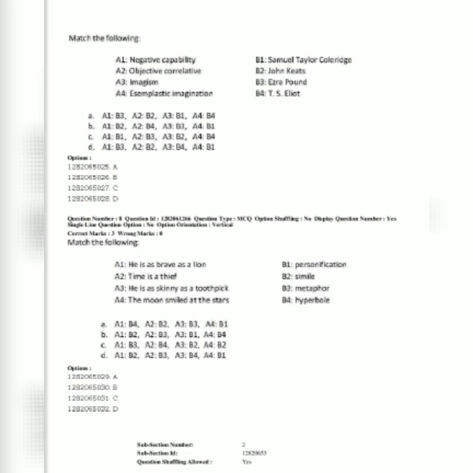You know how much Coleridge wrote on fancy and imagination, etc., etc. And so imagism, of course, is related to Ezra Pound. So we can match A1 with B2. And so option B becomes right. And A2 with B4, A3 with B3, and A4 with B1.